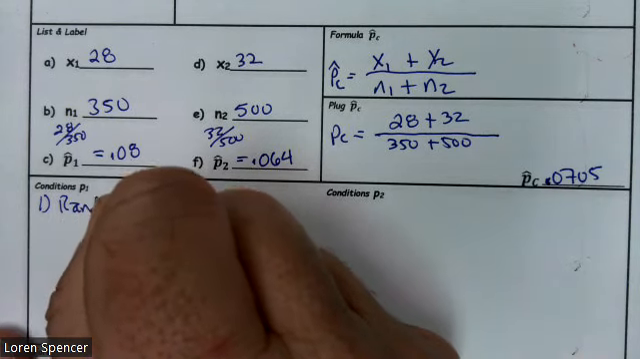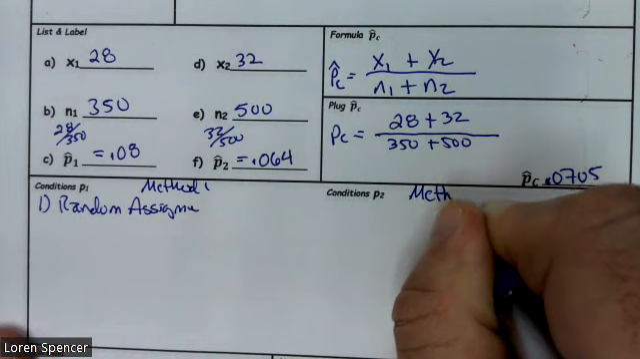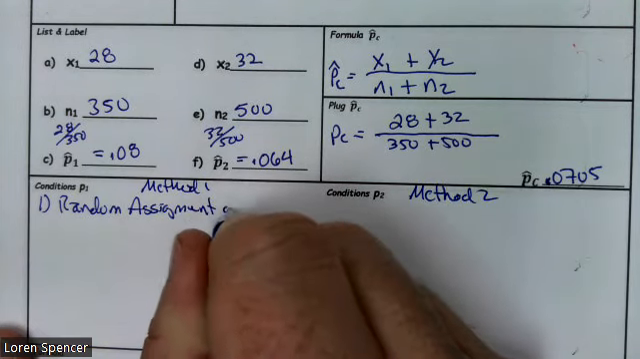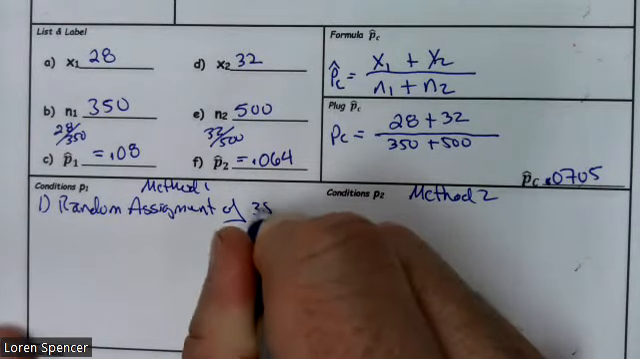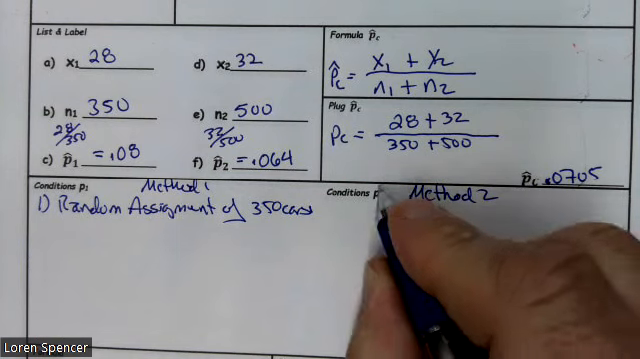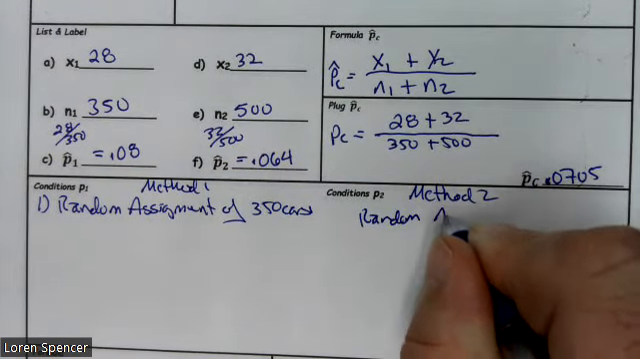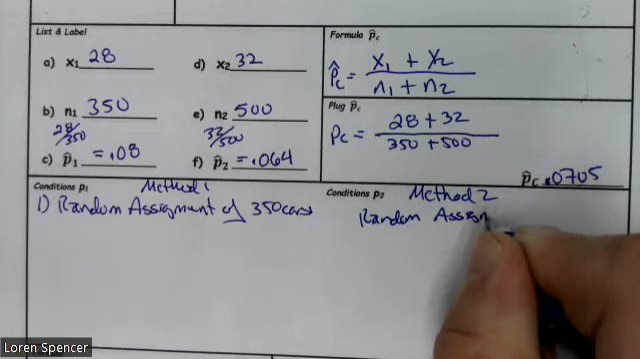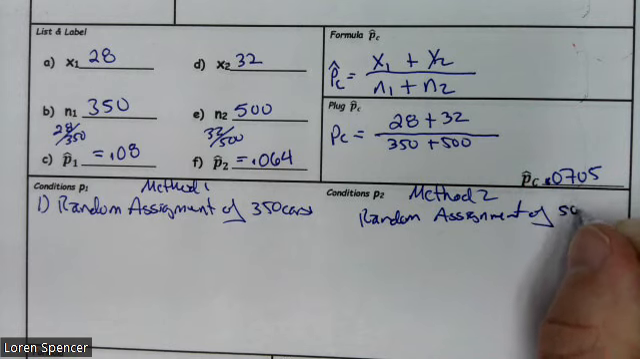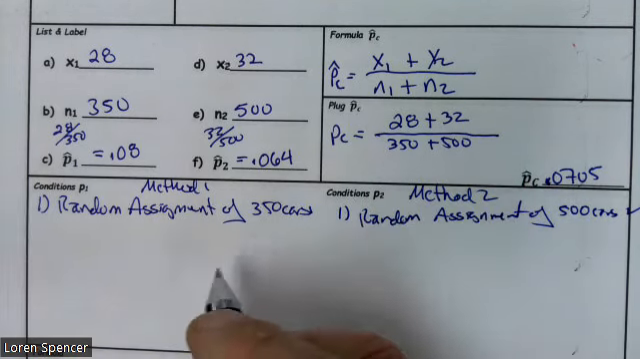Oh, and this is method 1. And this is method 2. Need to keep what, all right, so random assignment of 350 cars. Method 2, random assignment of 500 cars. So that takes care of that.